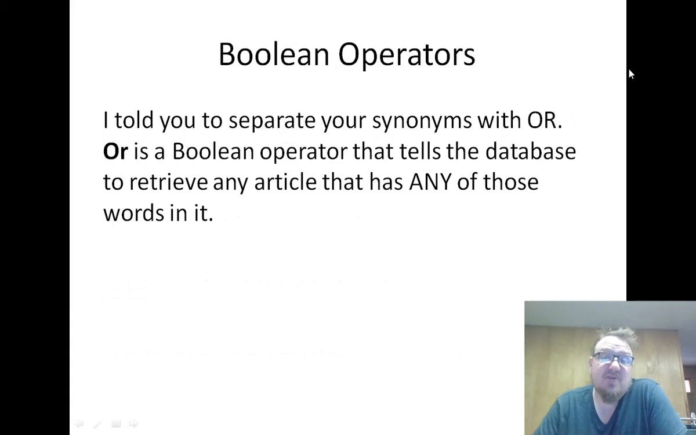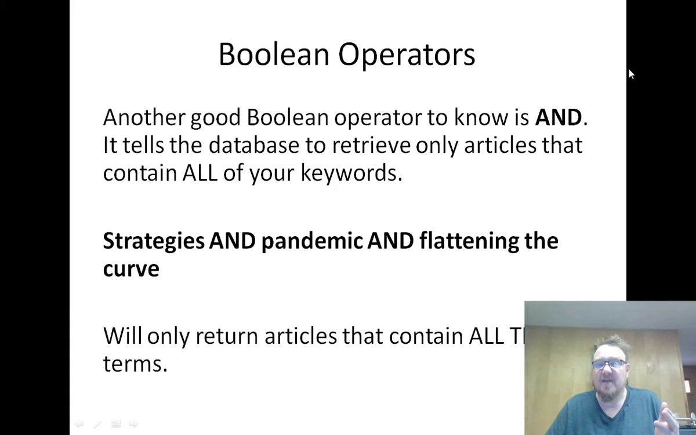Now, I told you to separate your synonyms with the word or, right? Or is a Boolean operator that gives the database specific instructions to retrieve any articles that have any of those words in them, right? So that will get you a lot of articles, but they might not necessarily be exactly what you're looking for, all right? So you need to know another Boolean operator, which is and, which focuses your search.